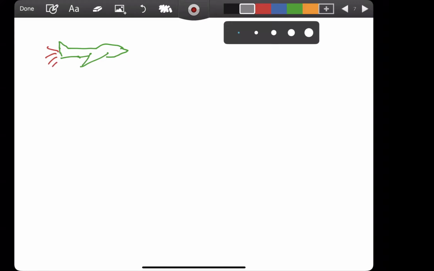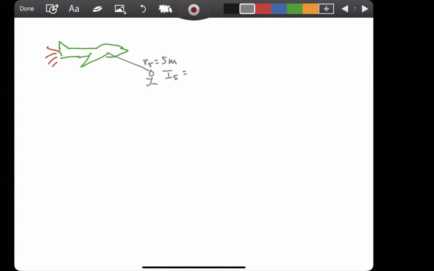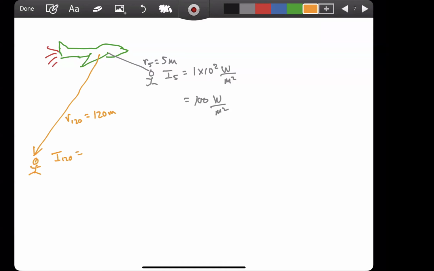At 5 meters away. So if this is my distance, let's call that R5 equals 5 meters away. So if I'm standing here, then the intensity at this point, let's call that I5, is the same thing as 1 times 10 to the 2 watts per meter squared. Or if you want to think about it, this is 100 watts per meter squared. So what it wants me to find is, if I'm standing some other distance away, let's say R120, which means that this is 120 meters away, what then is the intensity at this location? Let's call that I120. Okay, so what is I120?